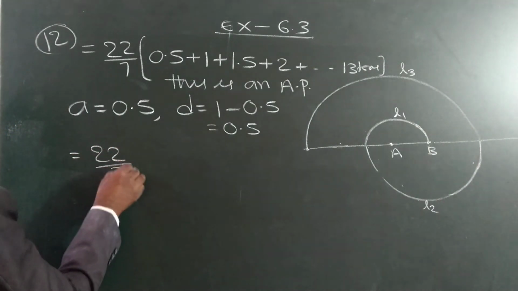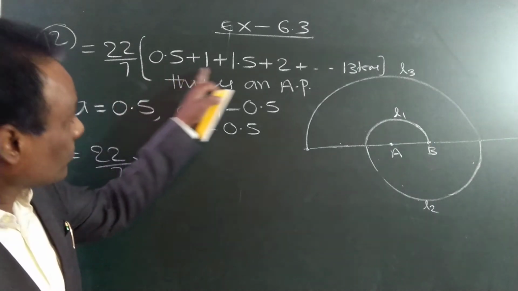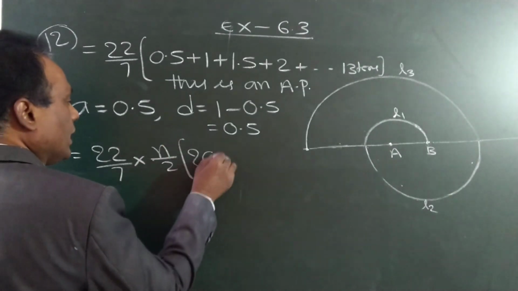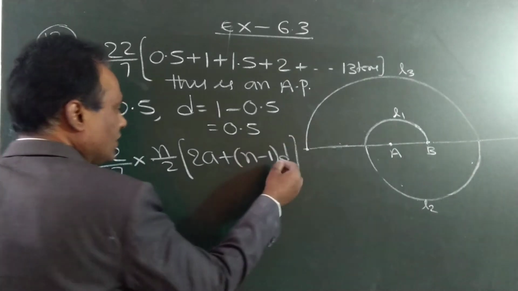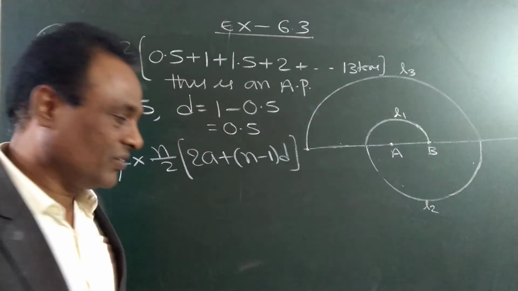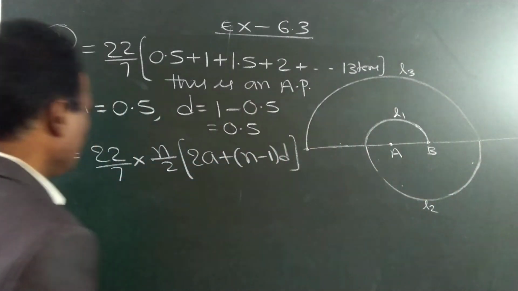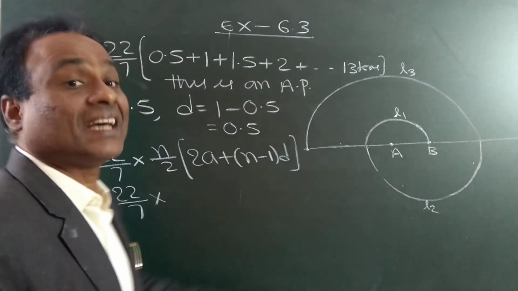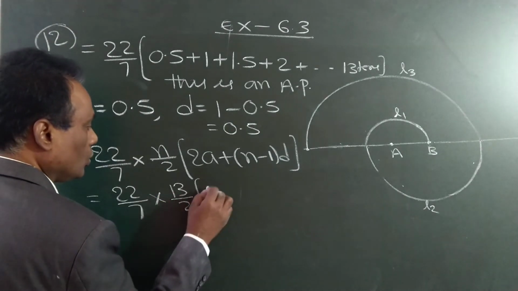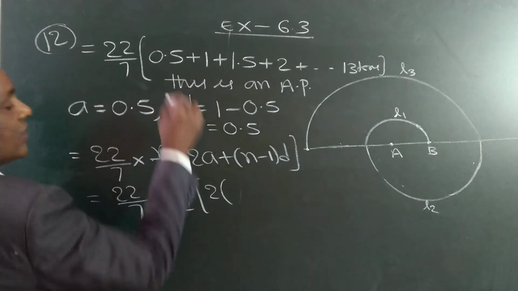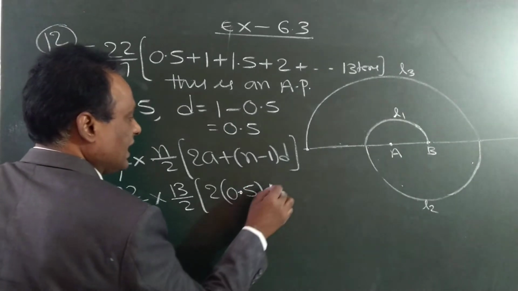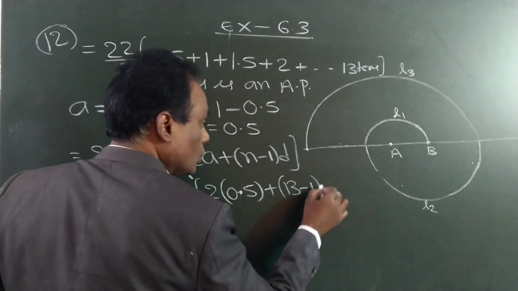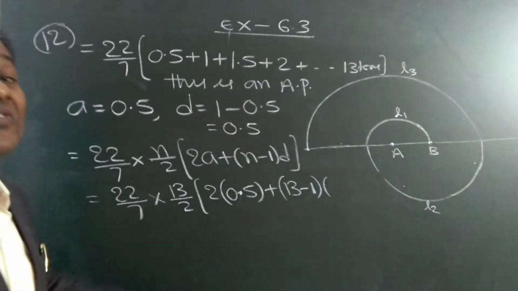Students, 22 by 7 into the sum. Here plus means sum. What is the sum formula in AP? N by 2, 2A plus N minus 1 into D. This is the formula for the sum of terms. When we are adding the terms, this is the formula. So 22 by 7 into, N is how many terms are added? 13 terms. So 13 by 2, 2 into A, which is 0.5, the first term, plus N minus 1, where the series has 13 terms. So 13 minus 1 into the difference. What is the difference? 0.5.